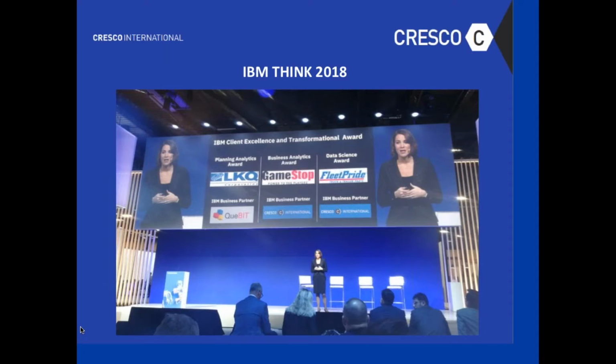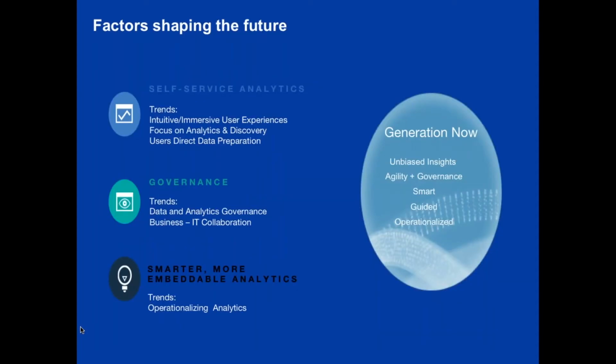So awards given by IBM for excellence and transformation to our clients by using different technologies within IBM, which is what this webcast is about.